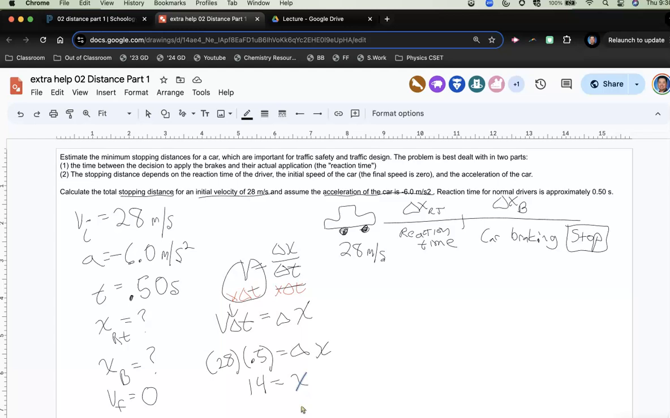How do you know if it's speeding up or slowing down? When acceleration is positive, it's speeding up. When it's slowing down, it's negative. So make that note for yourself. When acceleration is positive, it's speeding up. When it's negative, it's slowing down. Now, Carlos, if our acceleration is negative 6.0, is it speeding up or slowing down? It's slowing down. When did the car start to slow down? When the person is thinking or when the brake is hit? When the brake is hit.